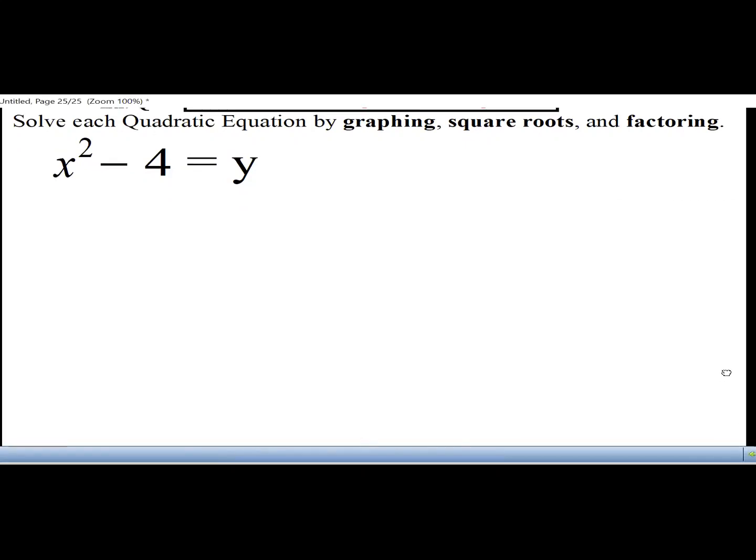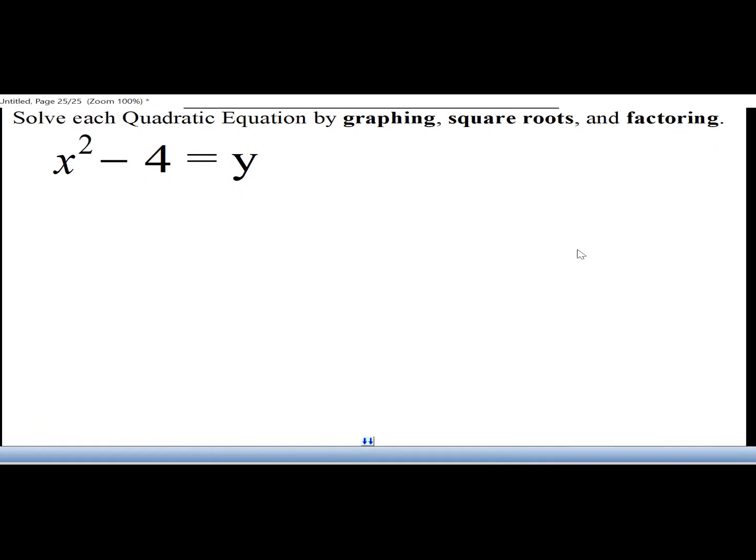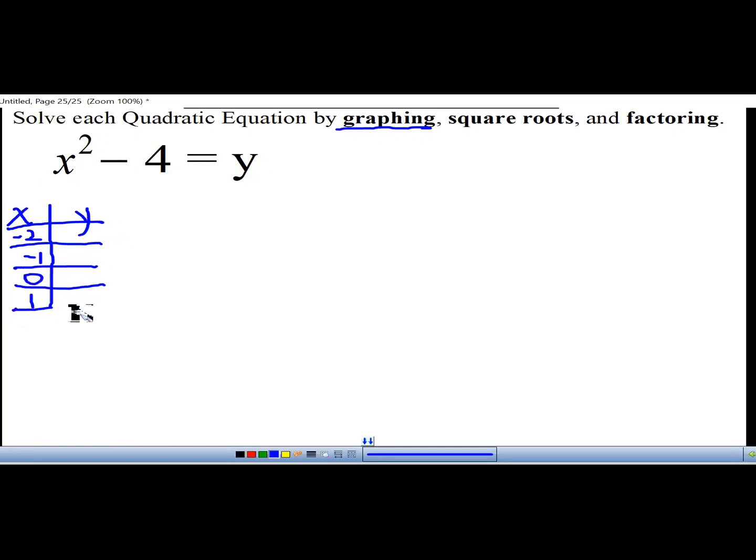So let me solve this by graphing first so you guys can see it. I'm going to take the equation x squared minus 4 equals y. To graph it, it needs to be in y form or solve for y. It's already solved for y. Next, I'm going to make an input-output table. X, y. -2, -1, 0, 1, and 2.